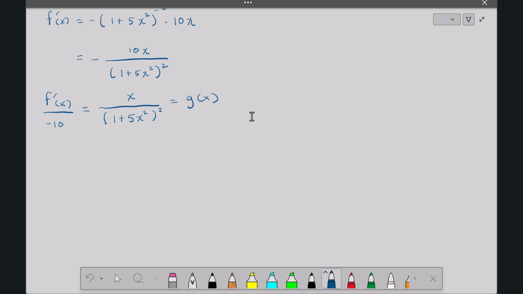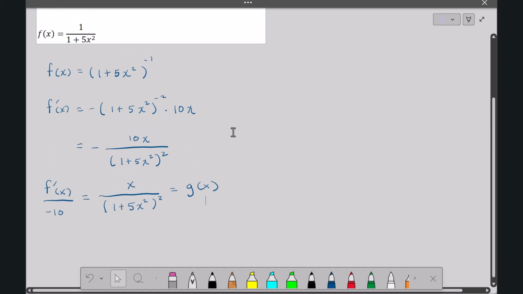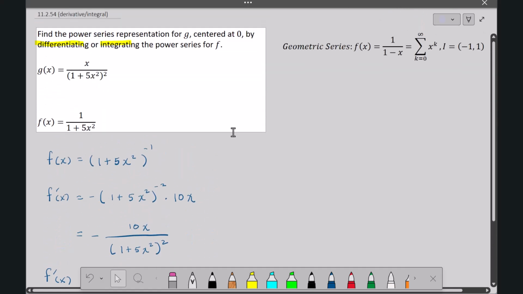So this gives us a template on how to get from F to G. If we take the power series for F, take its derivative, and then divide by -10, we will get the power series for G. So that's going to be our template.